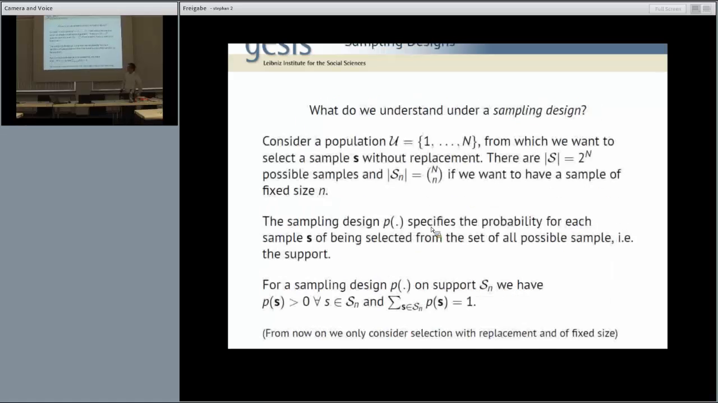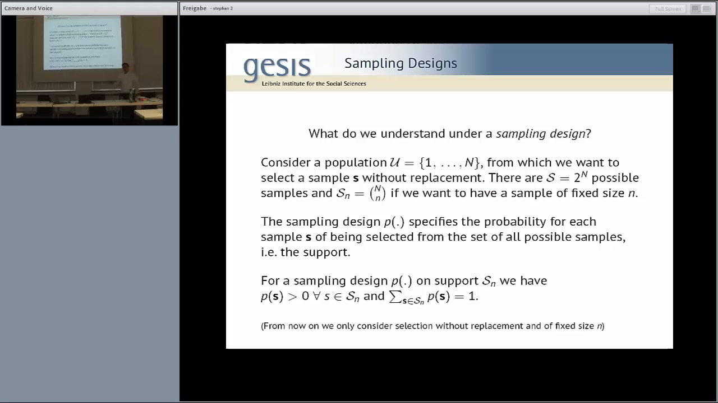So this is now some basic sampling theory. What we understand about sampling design: I've just put here the sampling from a finite population. This is a set of numbers, just the indices from 1 to capital N, and S, this bold S, is just a sample. So just to give you an example, if you're sampling from a population of size N, and we have samples of unequal size, so samples can have sizes from 1 to capital N, we have 2 to the power of capital N possible samples. If you're sampling just with fixed sample size n, then we have capital N over n possible samples that we can select from this population.